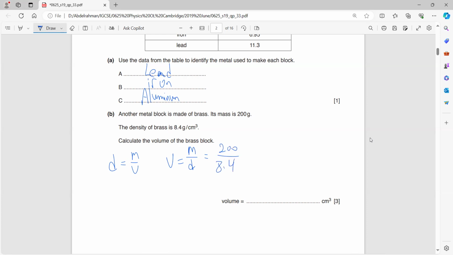Someone calculate it for me quickly. 200 divided by 8.4 is 23.8. 23.8 centimeters cubed. Nice.